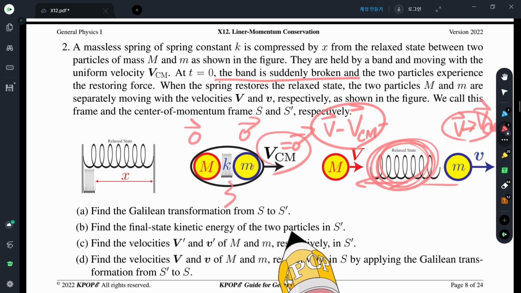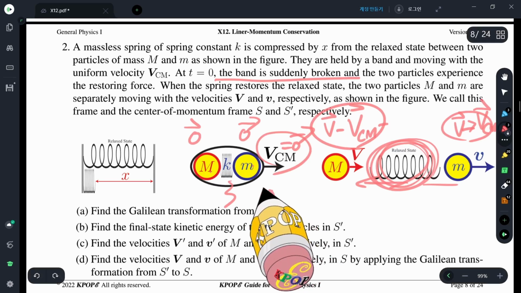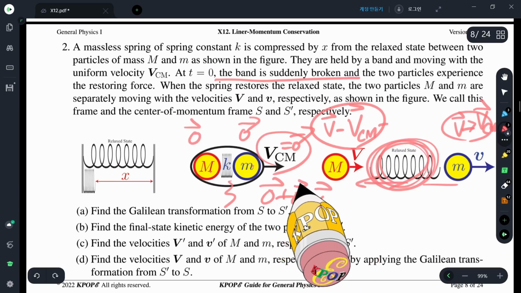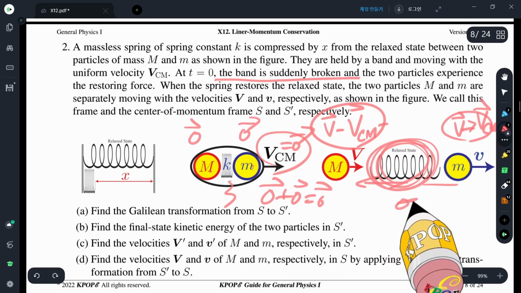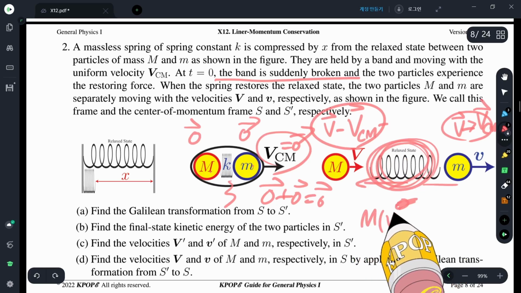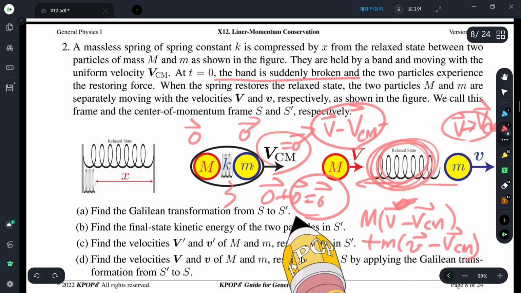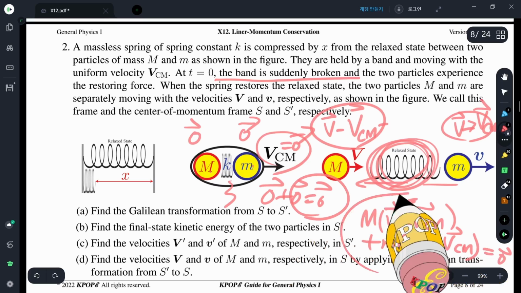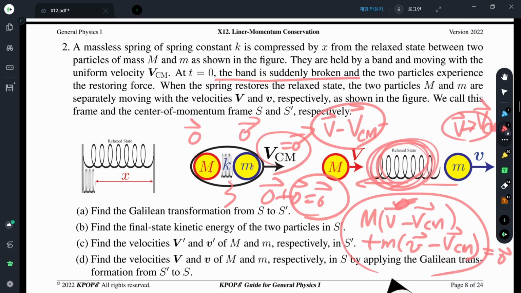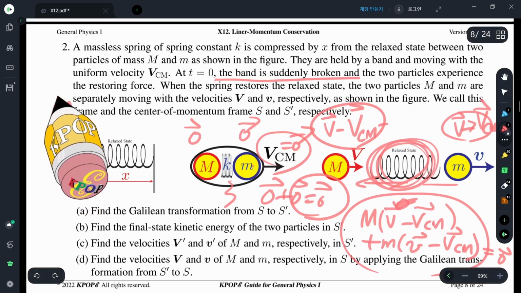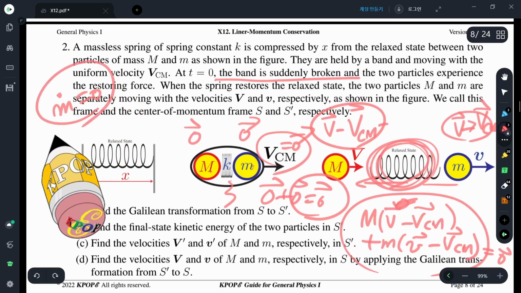Okay, what is the total linear momentum of the whole system? Initially, it is 0 plus 0 equals 0. Finally, it is capital M times (V minus V_CM), plus small m times (small v minus V_CM). Linear momentum must be conserved, so it equals 0. This gives a very strong constraint. In such a manner, we can make use of the center of momentum frame or the center of mass frame, if the external force equals 0, that is the non-relativistic limit, to simplify the calculation.